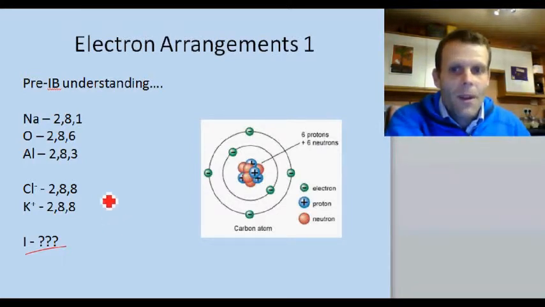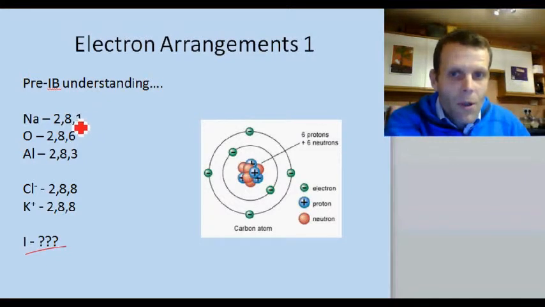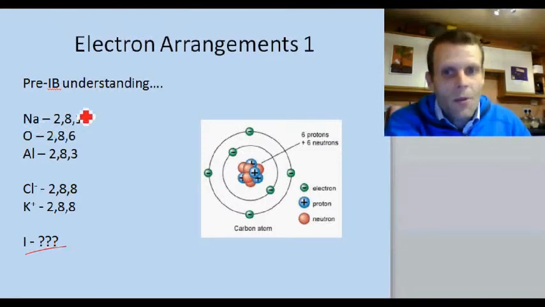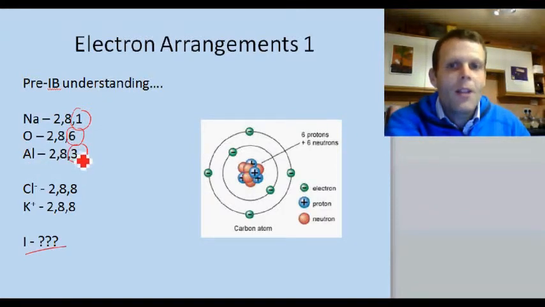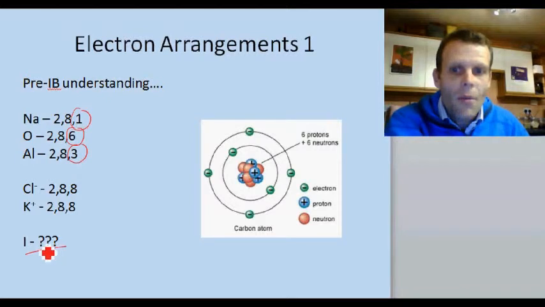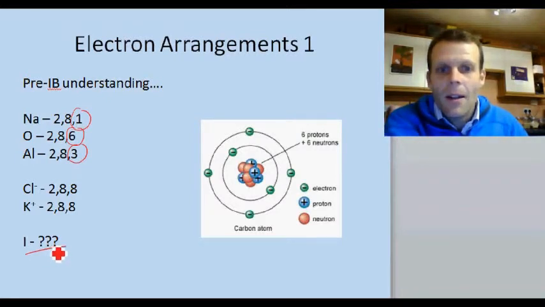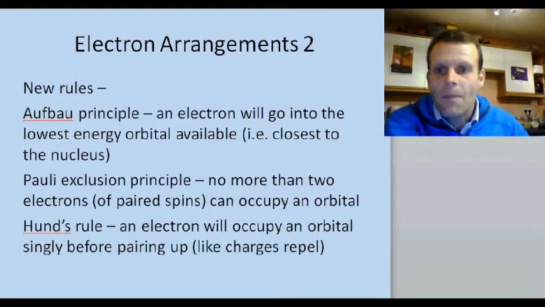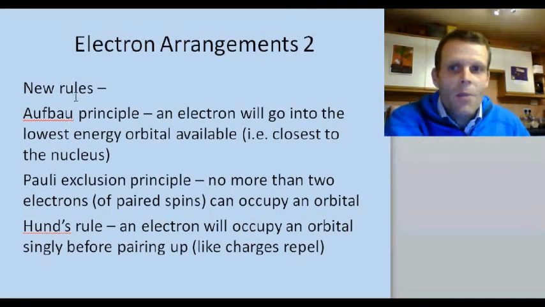of a problem. Right, and again, we do still rely on this a bit, particularly for those first elements. If I'm thinking of sodium, sodium's in group 1, it's got 1 outer electron. Oxygen's in group 6, it's got 6 outer electrons. Aluminium's in group 3, it's got 3 electrons in its outer shell. So it's still quite useful to be able to do that quickly. But if we want to go beyond calcium, we need to come up with a more advanced system. And we're going to have to bring in some new rules.